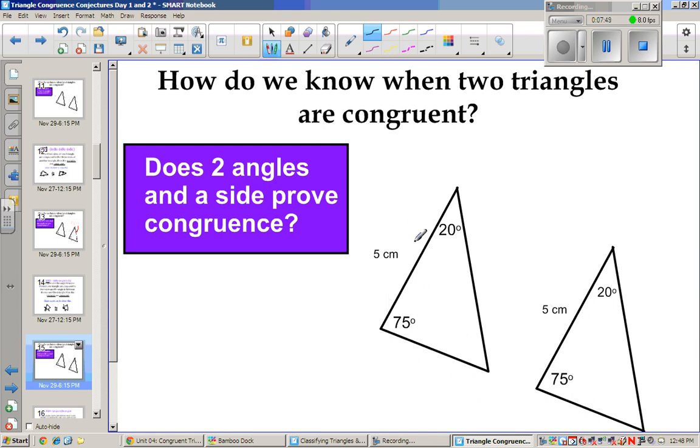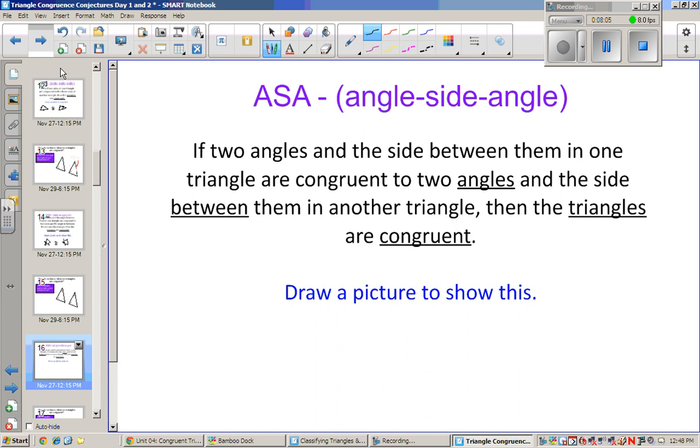Now this one, we have one side and the 2 angles. So once I have the side down, I continue out in this direction, continue out in that direction, and they have to hit at that point. There's no way we could form a different triangle with those 3 pieces. So we call this ASA, because we have 2 angles and the side in between them.